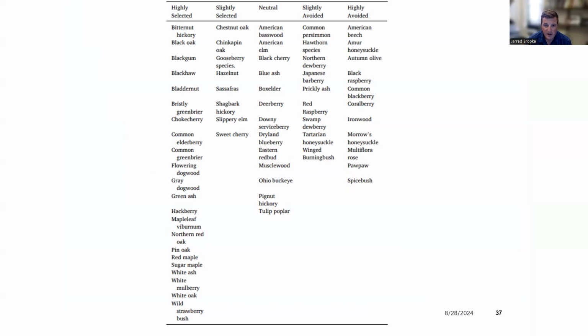And so you can see species like ironwood, coralberry, spicebush, pawpaw on the avoided list, and then a lot of our species that we would consider quote unquote timber species are on that highly selected or slightly selected list. Hence why deer can cause issues with regeneration.